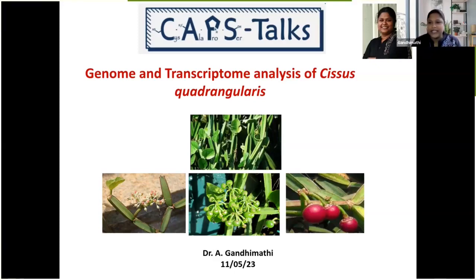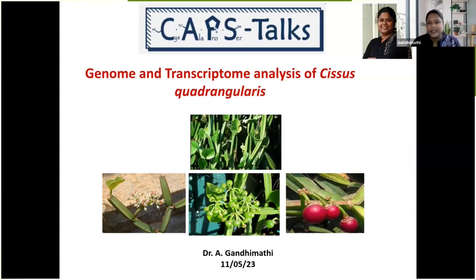I do not have much detail to present, but I just wanted to give a brief about how we started with this. I don't know how many of you have seen this plant. It is a creeper and prefers dry land for growing. It has been used in traditional and classical medicine, especially in South India, for improving bone health and also weight management.